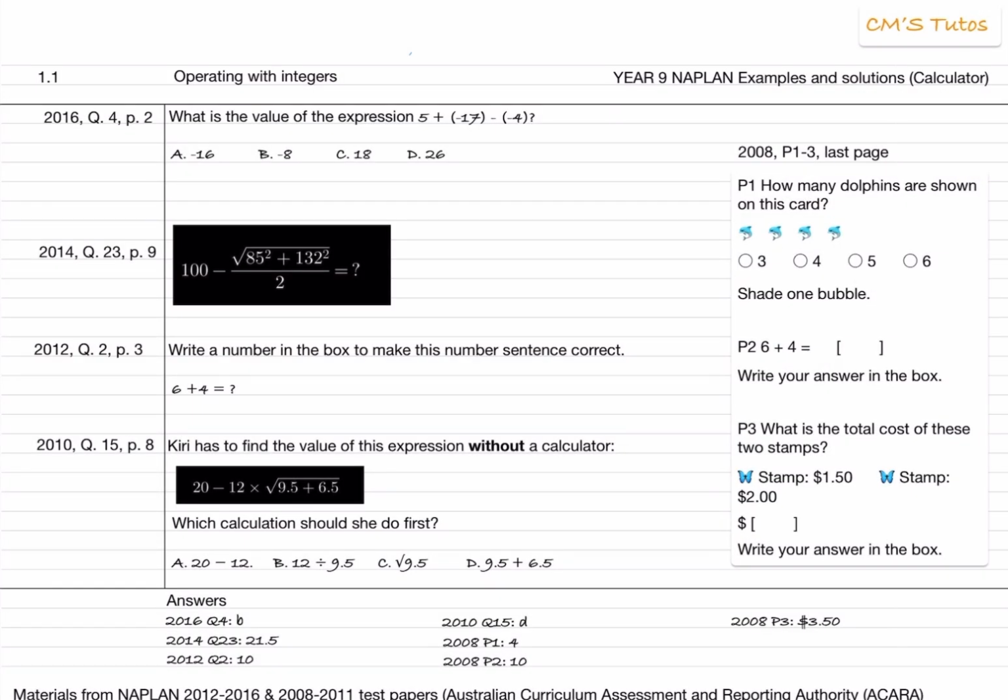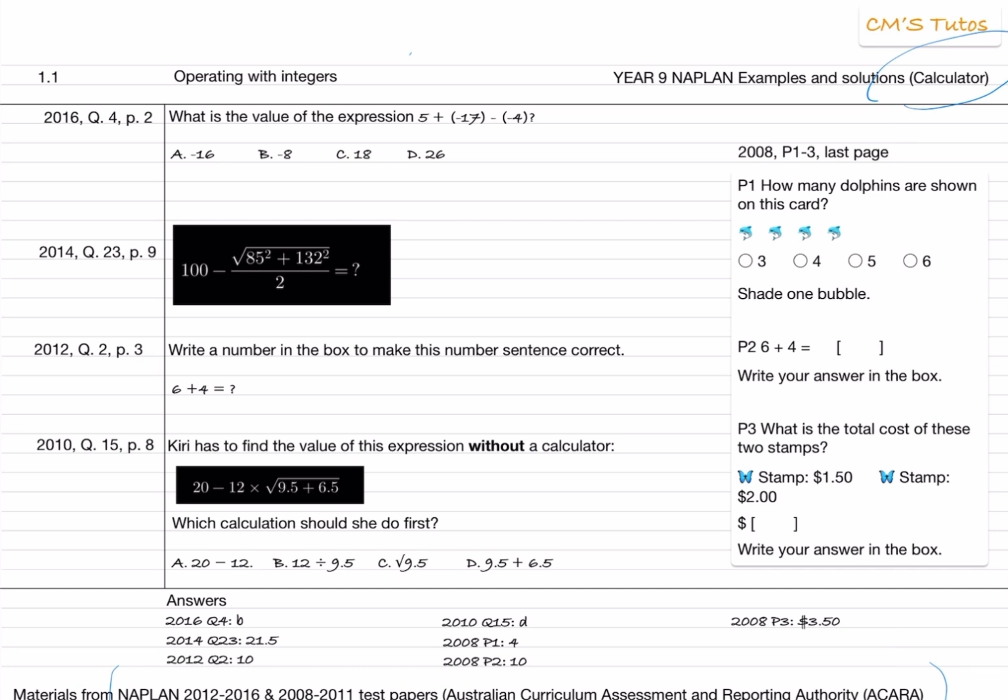So this is the part which some of you might be waiting for. It's the Year 9 NAPLAN examples and solutions, and it is the calculator part. So all the materials are from NAPLAN 2012, 2016, and 2008 to 2011 test papers from the Australian Curriculum Assessment and Reporting Authority ACARA website. So the first past paper question, it's in 2016, question 4, page number 2.